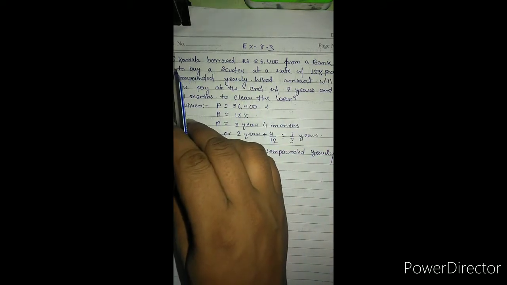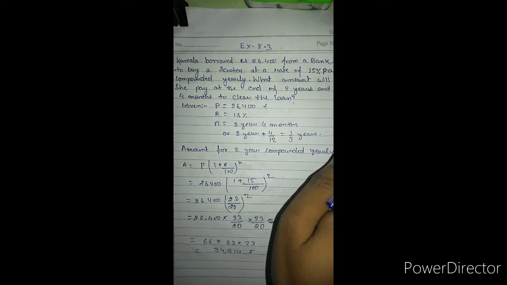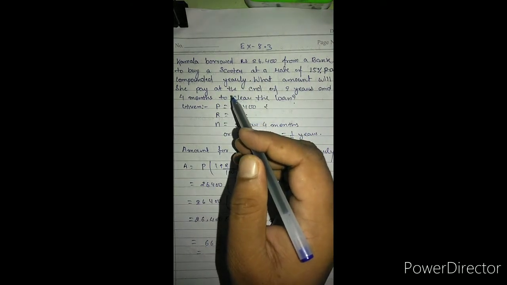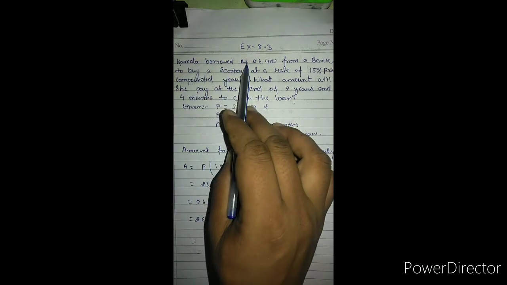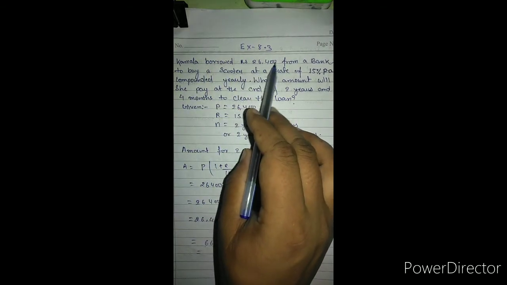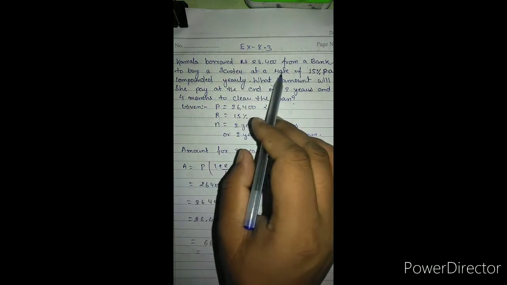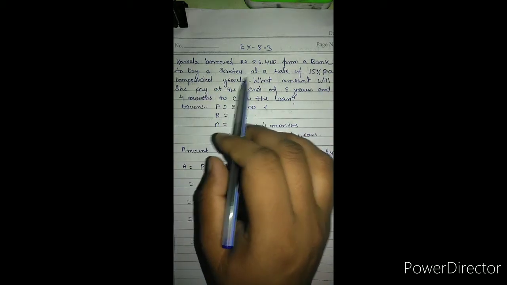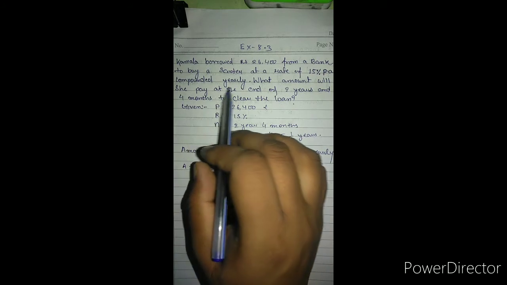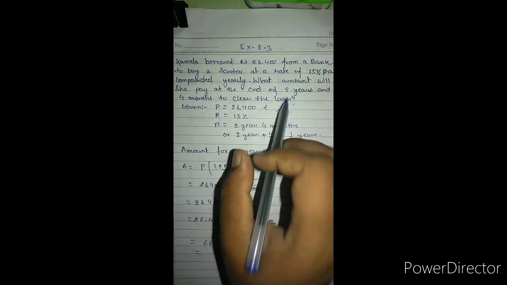Dear students, it is the question number 2 of exercise 8.3. So first of all, look at the question and understand what is given and what is asked in this question. Kamla borrowed rupees 26,400 from a bank to buy a scooter at a rate of 15% per annum, compounded yearly. What amount will she pay at the end of 2 years and 4 months to clear the loan?